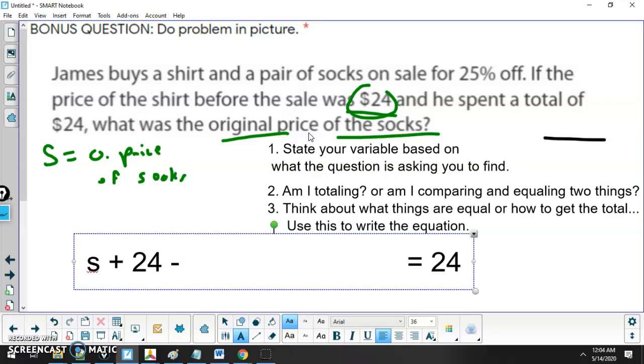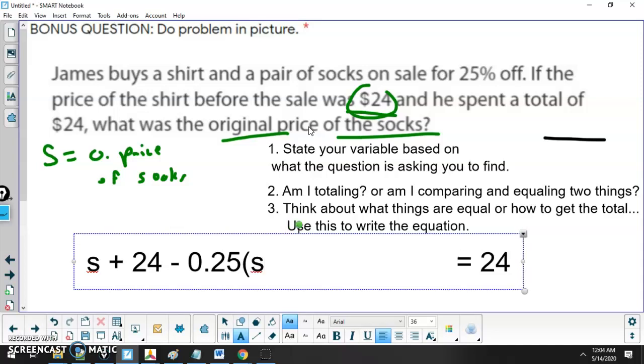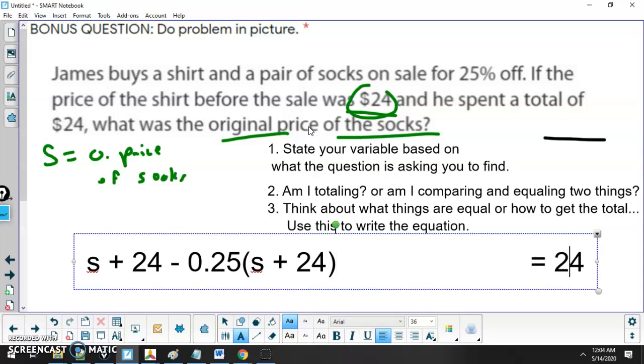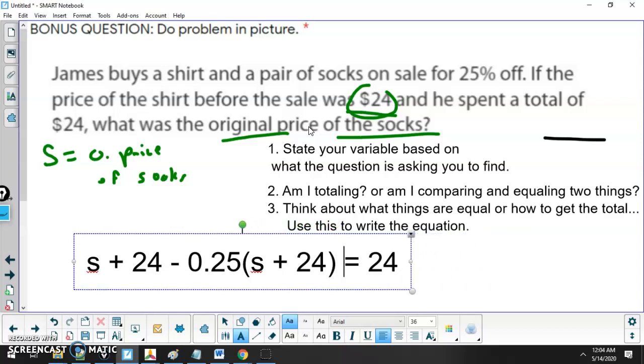So you could write that two different ways. Let's write 25% as a decimal because it's probably easier. I was going to say you could write it as a fraction, 1/4, but you guys probably want to think of it as a decimal. So we'll make 25% into a decimal. So it's 25%, and what gets discounted? Well, both. The price of the socks, which is S, and the price of the shirt, which is 24. Okay, so there you have it. You can just distribute this, negative 0.25, and then solve it.